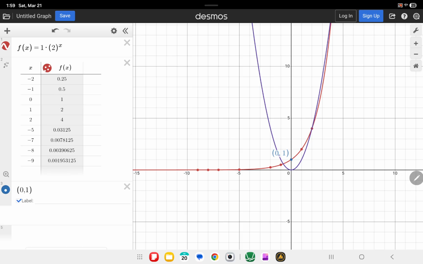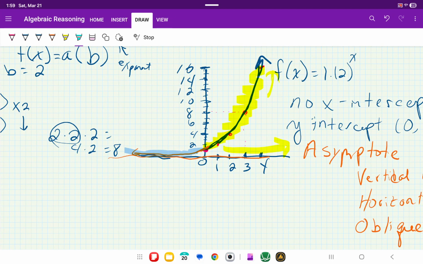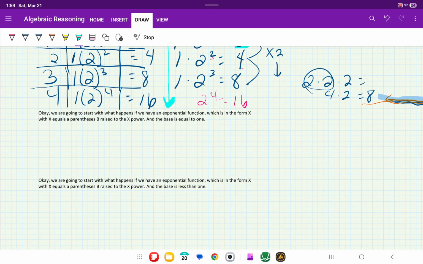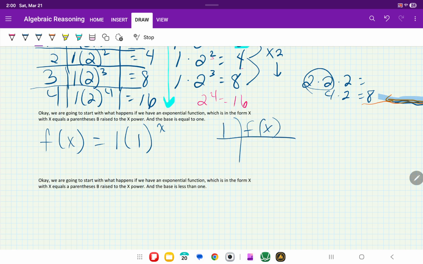We always have growth with exponential functions, if it is an exponential growth one. Okay, so we're going to find out what happens if we change it so that the base is equal to 1. So let's come over here. We're going to find out what happens if we do f of x, and our base is going to be equal to 1, and our exponent is x. So if I take my table, f of x, and we put in x, and we put in 1, and we put in 2. I'm just going to put in a couple of them, and our function is 1 times 1 raised to the x power.